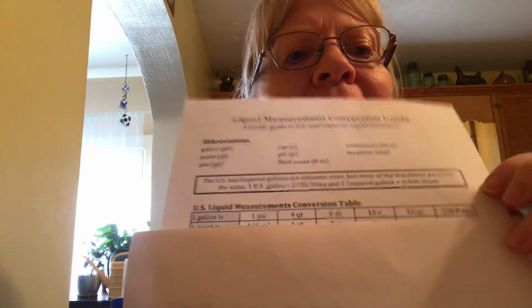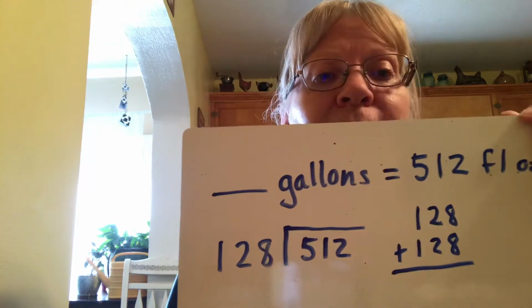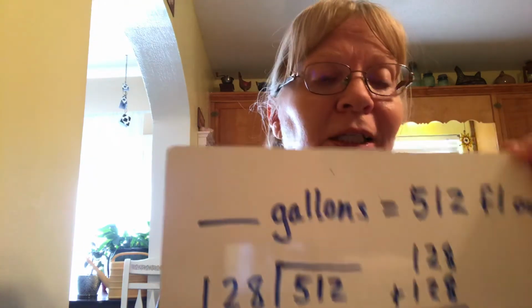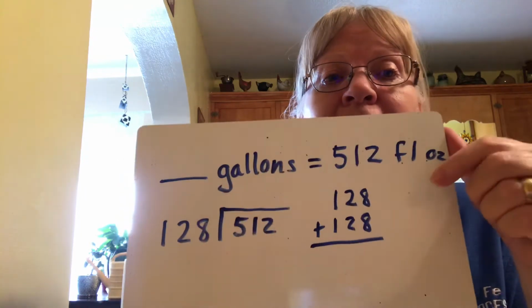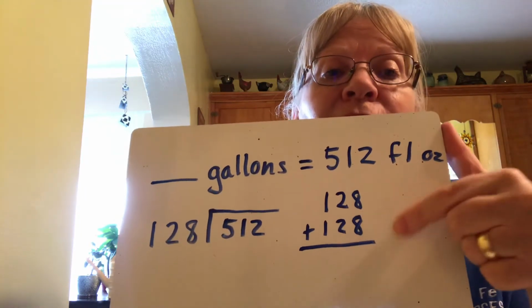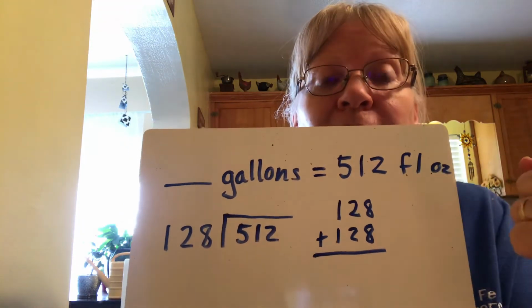So when I look at my chart, I know that 1 gallon is 128 ounces, right? So I need to know how many times 128 will go into 512. And see, that's a big division problem. So another way we could solve it is we're going to just start adding 128 to 128, and keep adding 128 until we get to 512. That's another way to solve it.